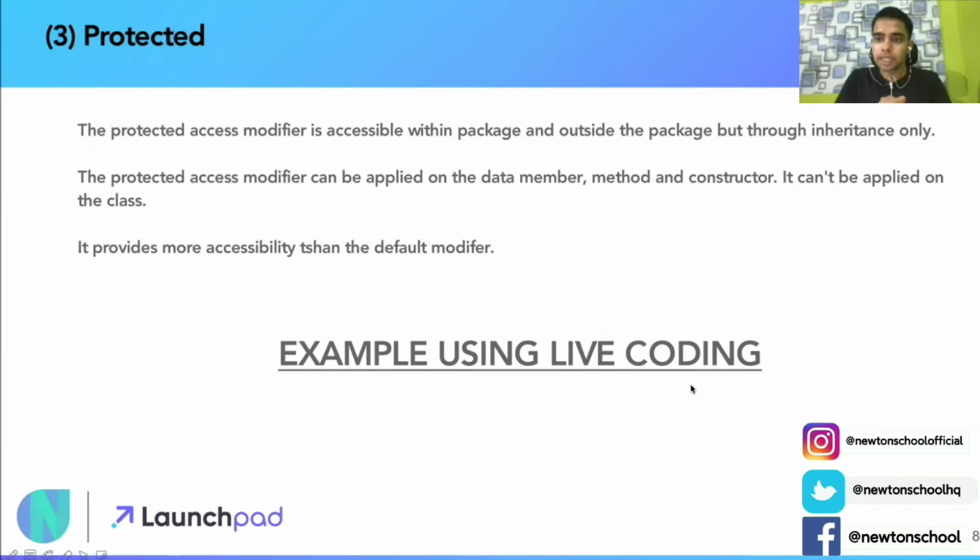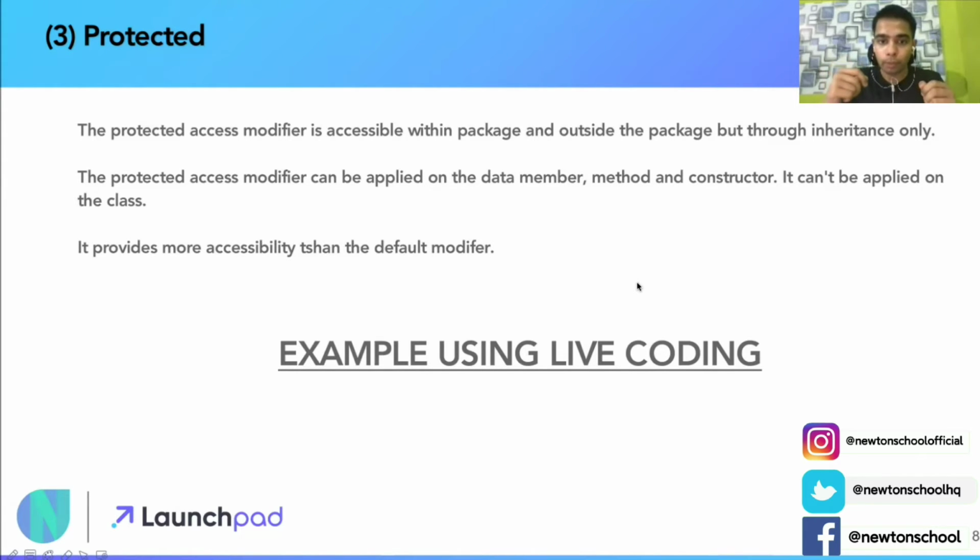Let's talk about the third access modifier, which is the protected type. In case of the protected access modifier, it is accessible within the package and outside the package, but only through inheritance. So it will need a subchild for access outside the package. Apart from that, the protected access modifier can be applied on a data member, method and constructor, but it cannot be applied on the class.